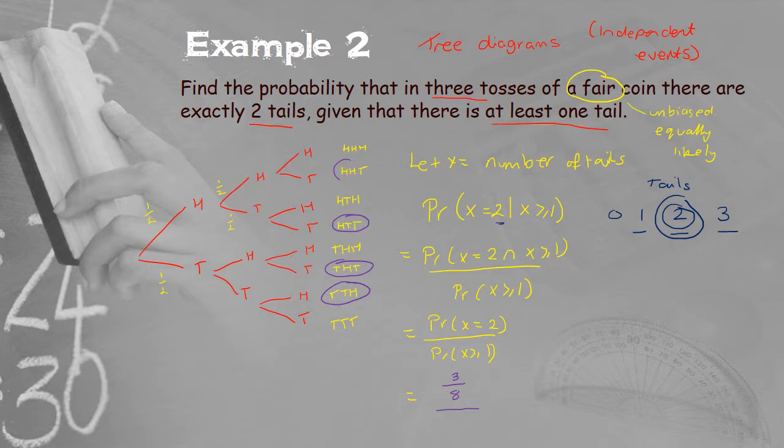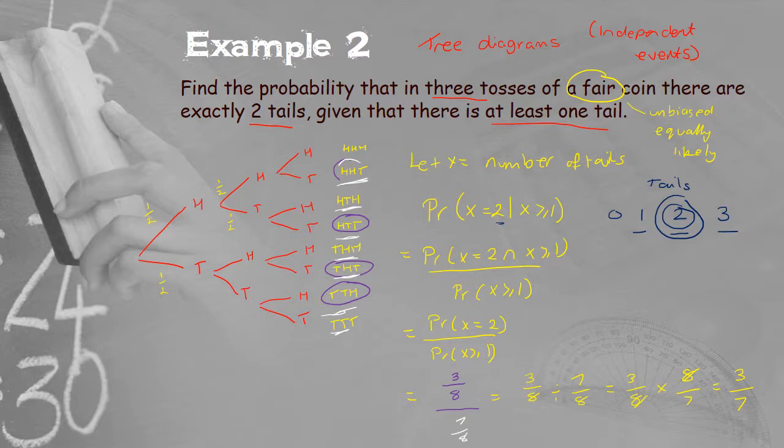So greater than or equal to 1, we'd be looking at 1 or more tails. So that means we've got this option, 1, 2, 3, 4, 5, 6, 7 options. 7 out of 8. So we can work this out. This is going to be 3 out of 8 divided by 7 out of 8. Using our fraction skills, this is the same as times 8 over 7. Cancelling down, we get our final answer of 3 out of 7.